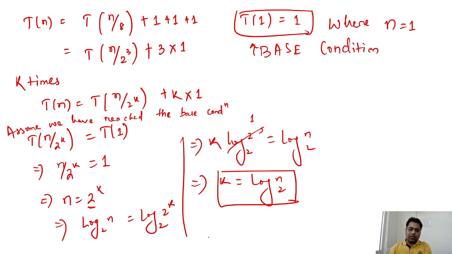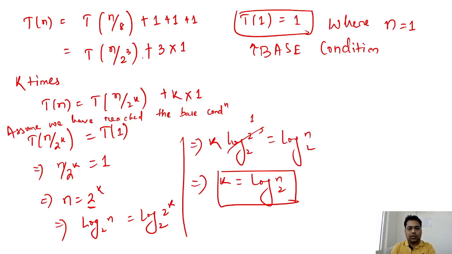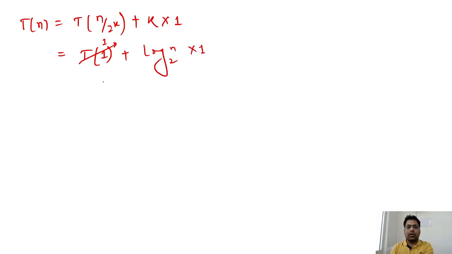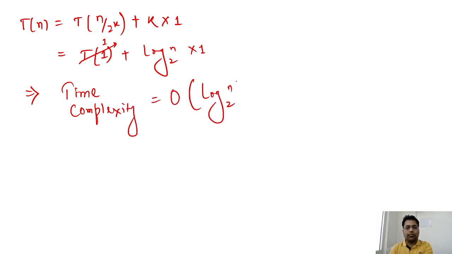Okay, so here we got the k value as log n. Now we equate it here: k times T(n) is considered as T(n by 2 to the power k) plus k into 1 time it was there. Now you equate this to 1, the base condition. Now it is log n base 2 into 1. 1 is a constant, so now you can say the time complexity would be big O of log n base 2.